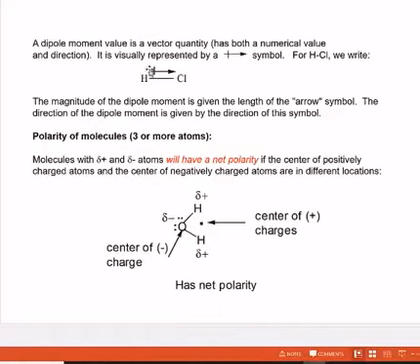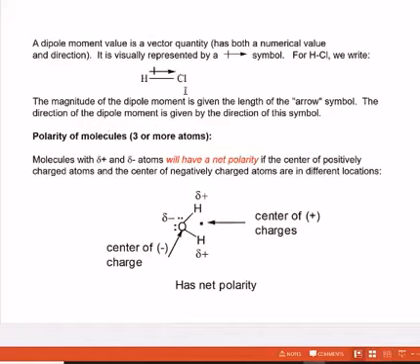So a graphical way to illustrate the dipole moment, the polarity of HCl, is to draw this little arrow like that. The length of that arrow has meaning as well. It reflects the magnitude of the dipole moment. If we had a bond with a relatively small dipole moment, you draw a little short arrow. If you had a relatively big dipole moment, you draw a longer arrow.